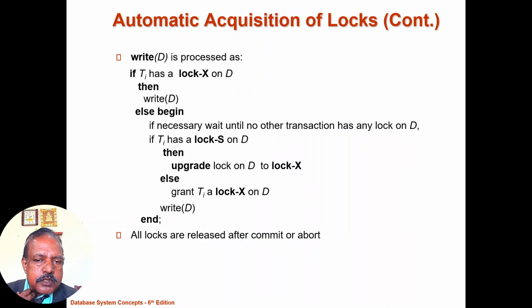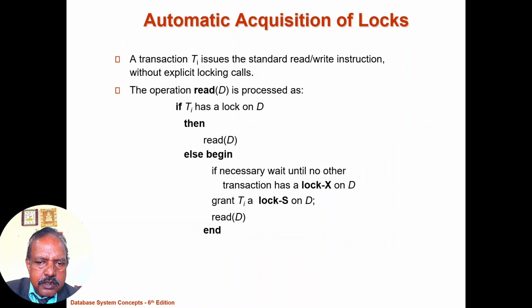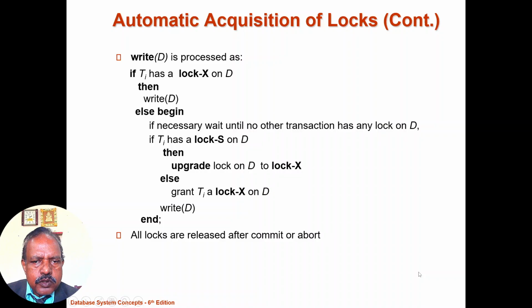Suppose somebody is having a write operation. Previously, somebody had the read operation. Next, suppose somebody has the write operation, which means an exclusive lock is needed. If Ti has an exclusive lock on data item D, then write D; else begin, if necessary, wait until no other transaction has any lock on D. Any lock here means the exclusive, because shared lock has no problem. There is no conflict.